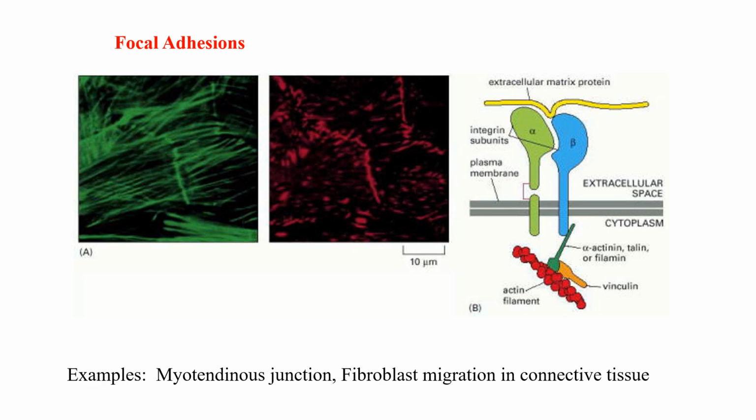The principal components of the focal adhesions are the integrins, as already stated. So basically, they are alpha-beta heterodimers that regulate cell-matrix and cell-cell interactions. Further, focal adhesion kinase is a kinase that localizes to the focal adhesions and regulates the signaling in the focal adhesions. So this is all about the focal adhesions. Talking about certain examples, these include the myotendinous junctions and fibroblast migration in the connective tissue.